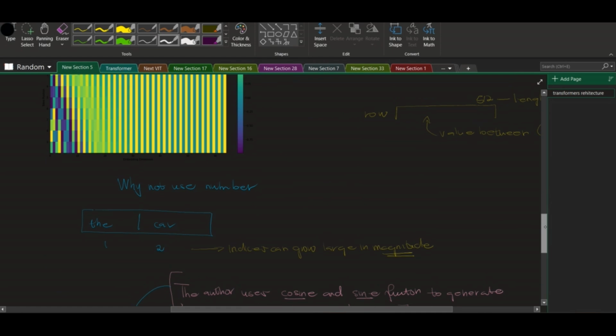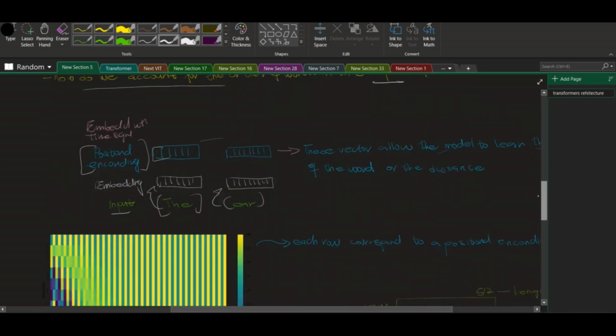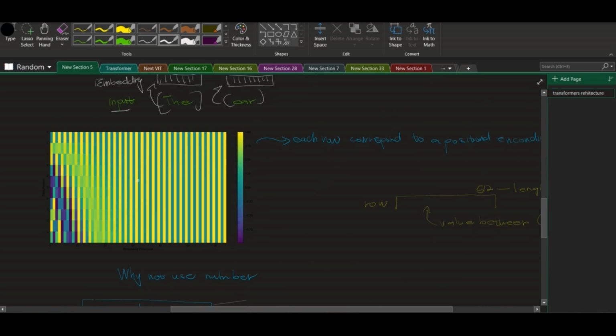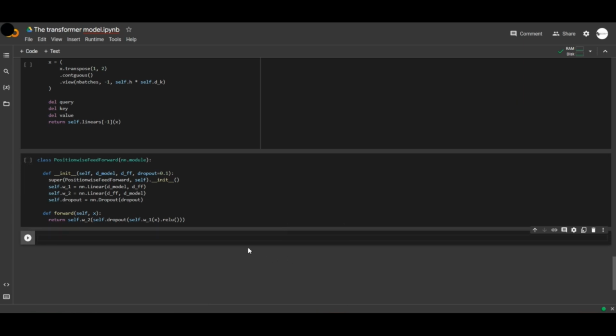Some of you might be asking yourself, why don't we just add indices like 1, 2? Isn't the model going to know? But because we're working with matrices, indexes can grow, especially if your sequence is very large. So the magnitude can grow very large, and it can actually affect your model, so you don't want that. That's why we're going to talk about how they came up with some of the techniques here. So let's go to the code. I'll explain their techniques and how they implemented this.